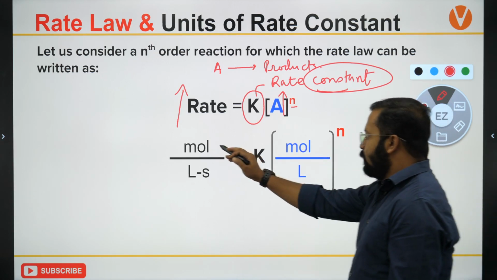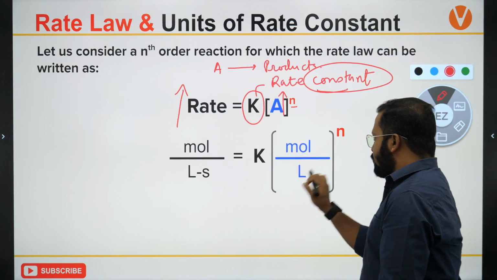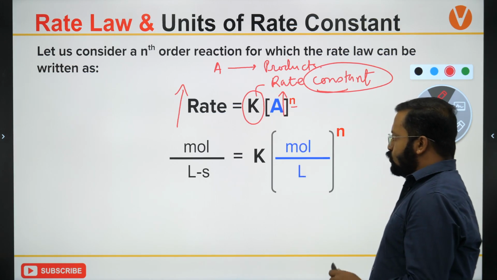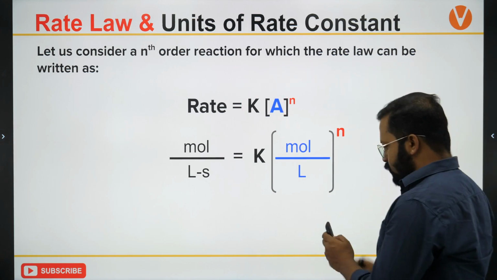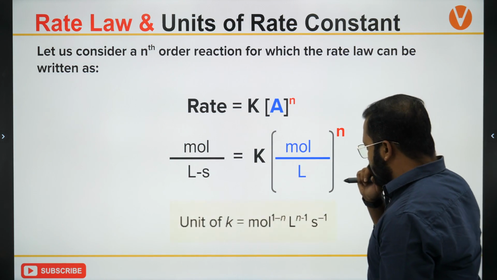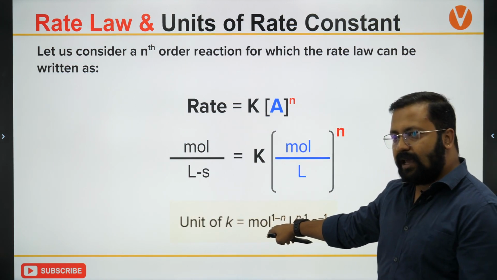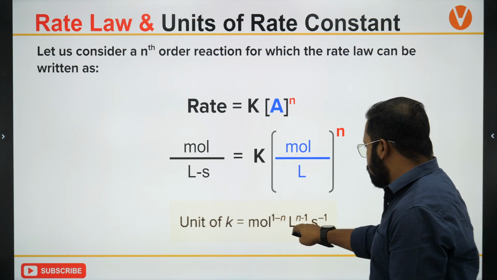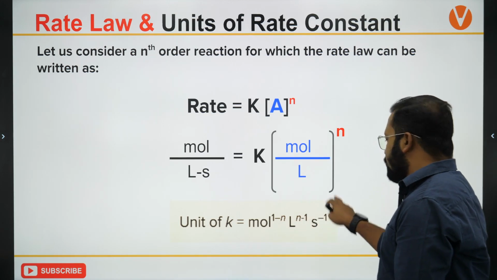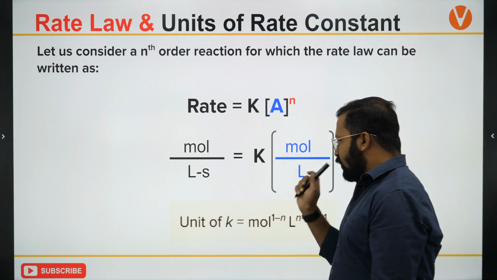Okay? Rate is mole per liter per second, and concentration will be written as mole per liter to the power n. So the unit of K will become mole to the power 1 minus n, L to the power n minus 1, S to the power minus 1. Okay? Remember, the unit of rate constant.